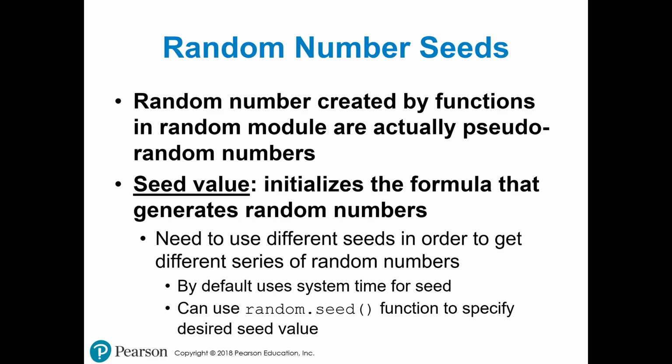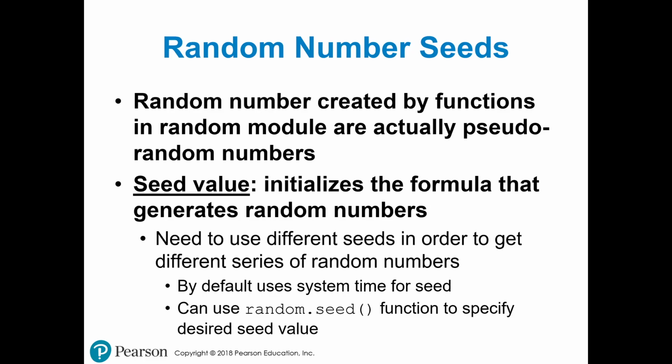All right. So random numbers are not actually random in programming for the most part. They're what are called pseudo-random numbers. Pseudo-random numbers are numbers that we generate via a formula, and they look random, but they're not actually random. The random numbers generated this way come in a sequence, and the starting position of the sequence is called the seed. The seed initializes the formula that generates the random numbers. To get different sequences of random numbers, we need to use different seeds. By default, the system time is used for the seed. We can use random.seed to specify a specific seed value.